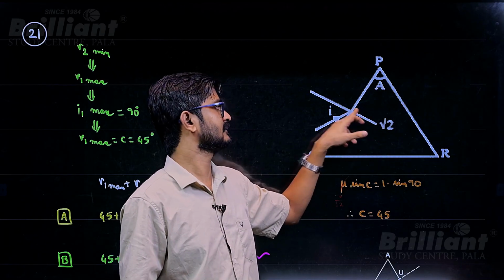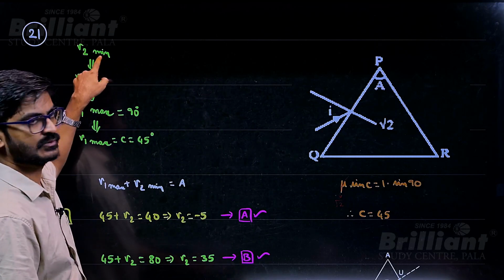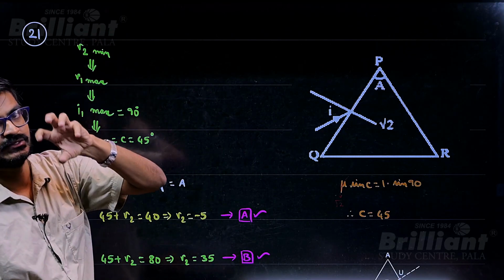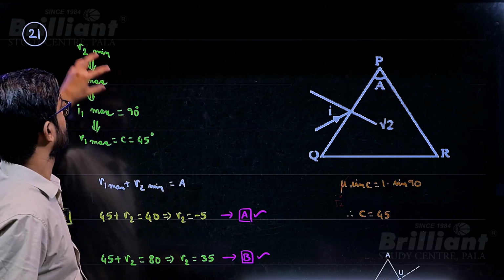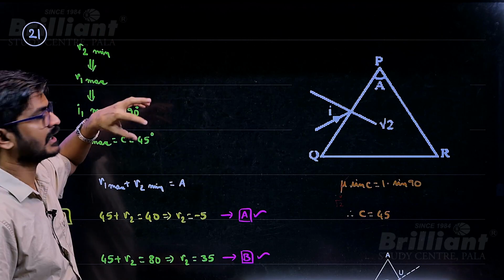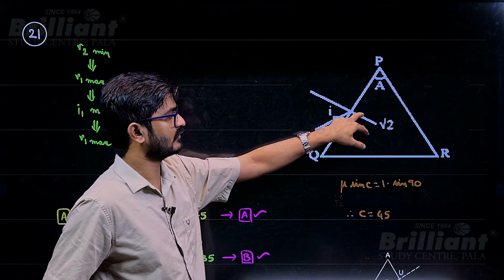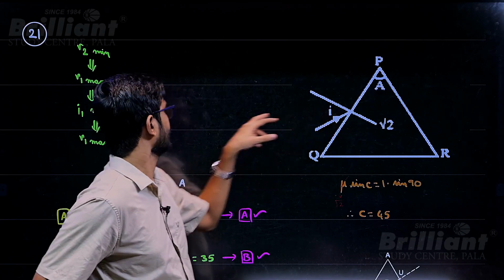If R1 is maximum, then I1 will be maximum. We need R2 minimum, and we need to see whether that ray is totally internally reflected or not. So, if we want to find something about R2 minimum, we need to find something about R1 maximum. And if we want to find R1 maximum, then we need to understand something about I1 maximum.